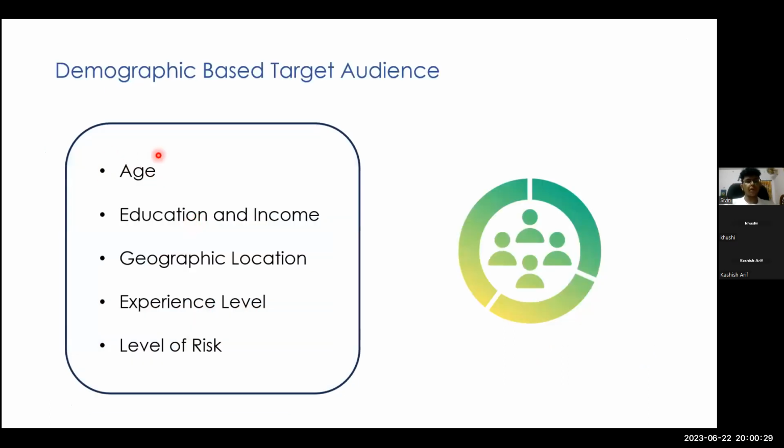Coming to demographic-based target audience, let's first see what is meant by demographics. Demographics are statistics that describe the population and their characteristics. So let's see the target audience based on the demographics. The first factor we select is age. Based on age, we have young professionals, middle-aged investors, and retired investors. Coming to education and income, we have highly educated individuals and also high income earners. Next is the geographic location. Based on studies, stock market trading applications have a higher rate of adoption in urban centers than in rural areas.